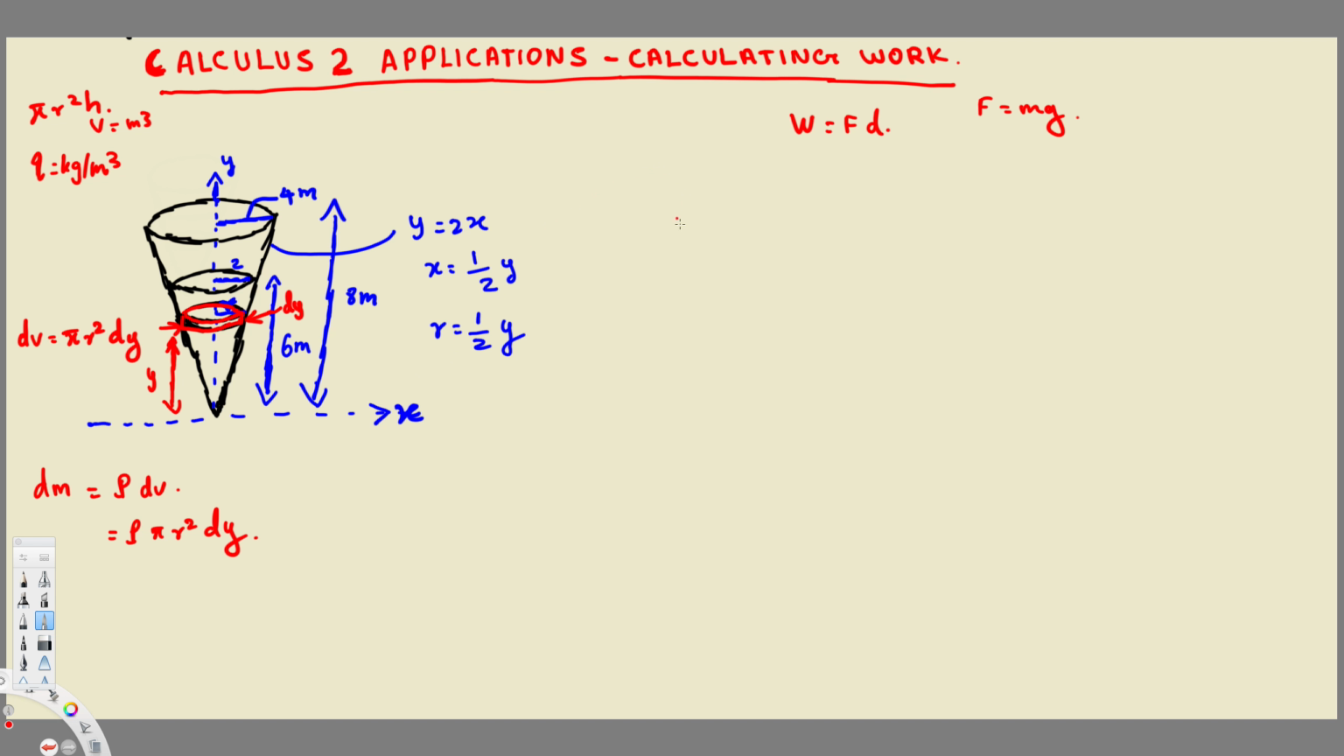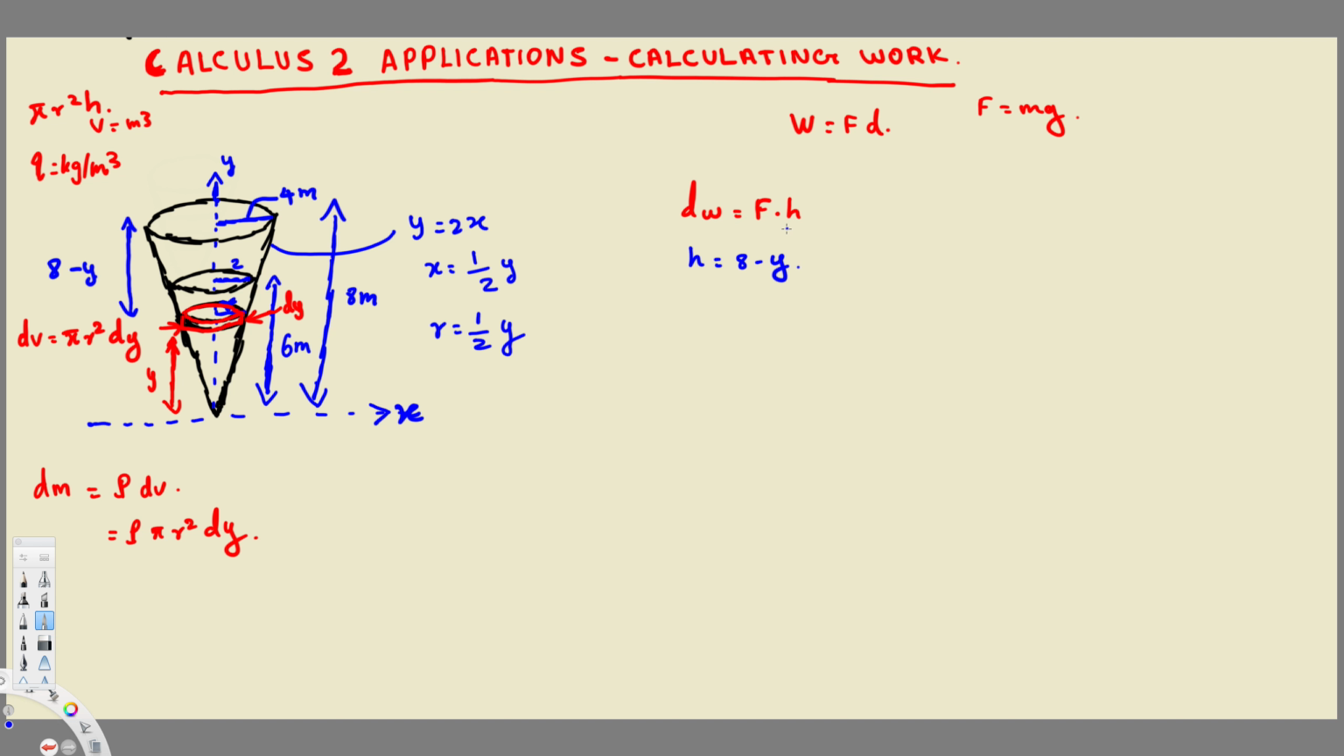So let's see how we can calculate the work using this information. dW is going to be force times distance, so force times the height we need to pump this. To find the height, we have to find the distance from here to here. The total distance we know is 8, and this distance is y. So to pump this part out, we have to bring it this much height, which is 8 minus y.